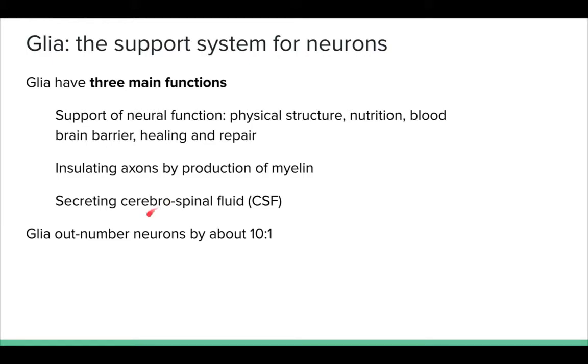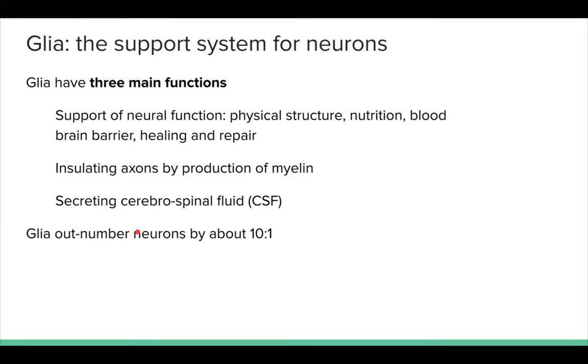And one last fun fact about glia is that if you just count up the number of glia and the number of neurons, they outnumber neurons 10 to 1. So you really have 10 times as many glia in your brain as you do neurons.